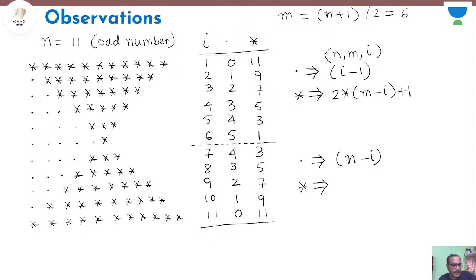i is increasing, star is decreasing. i must be subtracted from a fixed quantity. Oh no, star is also increasing. i is increasing, also star is increasing. But in this case, star is increasing by 2. So that means some multiplication by 2 will be there.